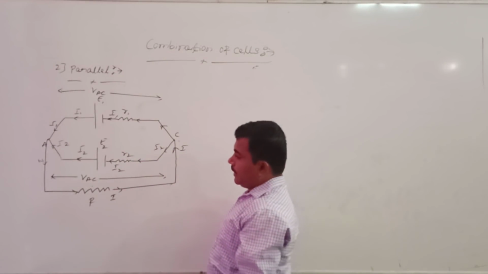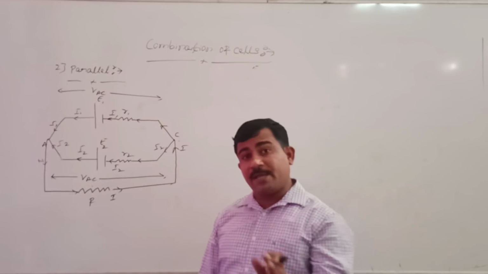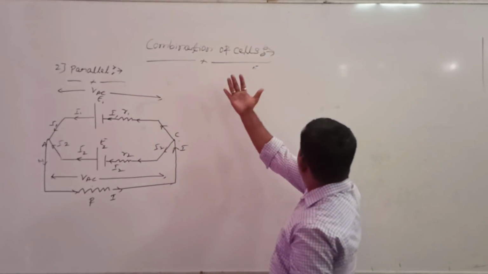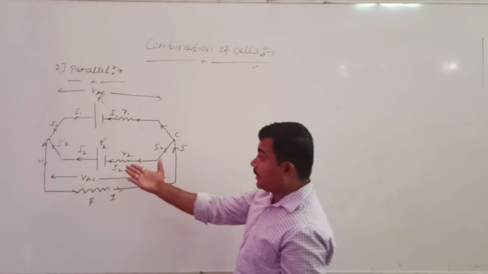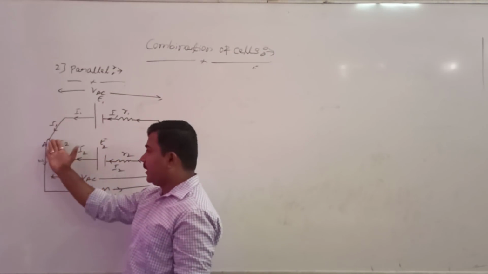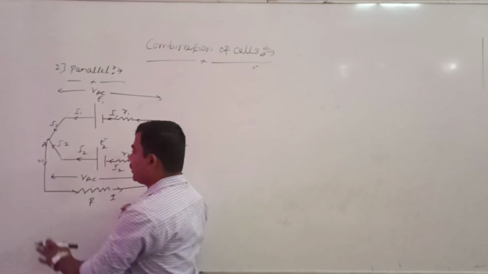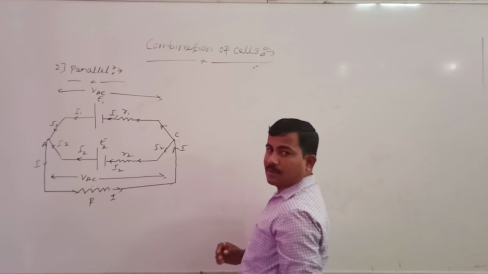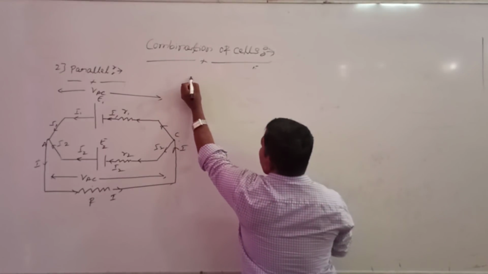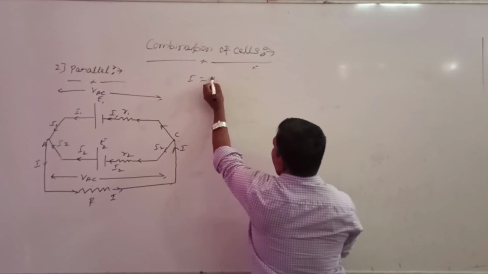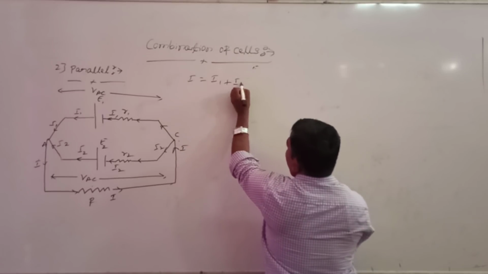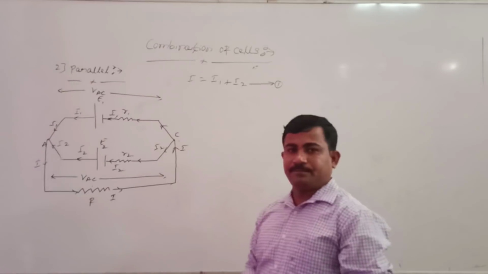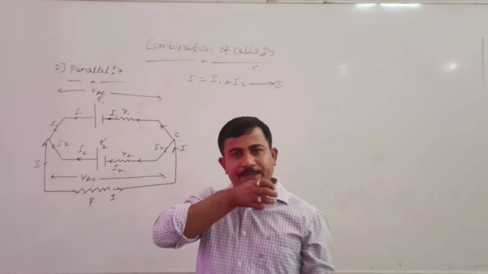Students, now let us write a relation between EMF and terminal potential difference. Before that, here in parallel combination, what will divide? Current will divide, I1, I2 current will divide. Again, the total current is equal to the sum of the currents across each cell. This is the current I. The resultant current I is equal to I1 plus I2. Let us call it equation number 1. Are you getting this point?